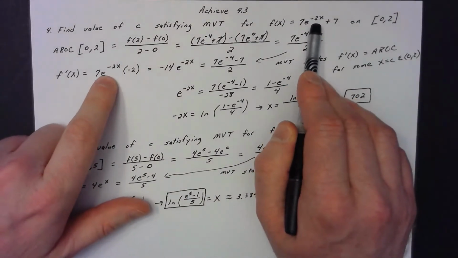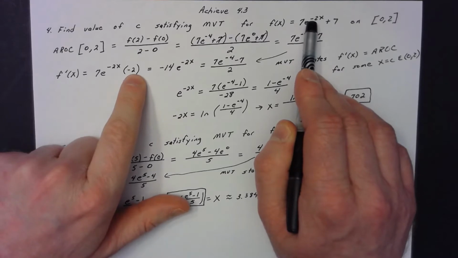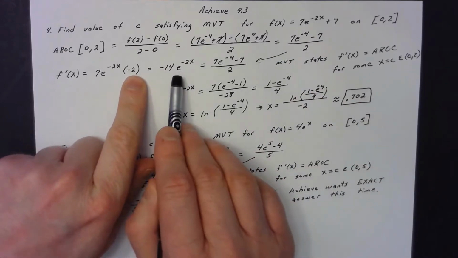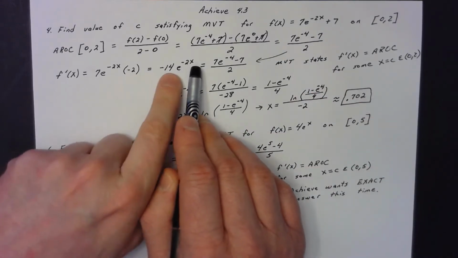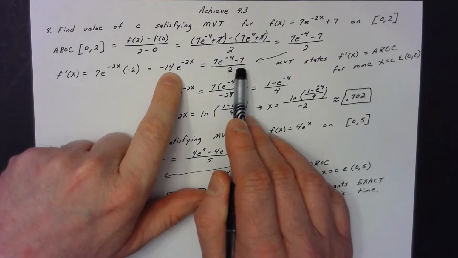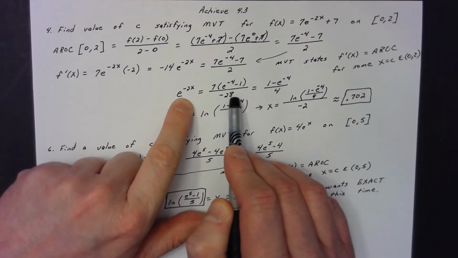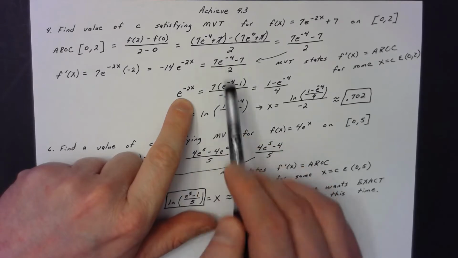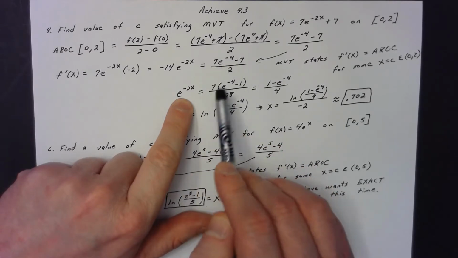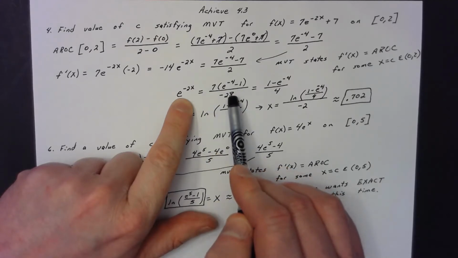Derivative of any exponential function is that exponential function times the derivative of its exponent. I got negative 14e to the negative 2x. I set it equal to what I had for the average rate of change. First thing I did is I divided by negative 14 on both sides. Gave me a negative 28 in the denominator. Now I saw that I could factor a 7 out of the numerator, and I know that that 7 over 28 will reduce down to 1 over 4.